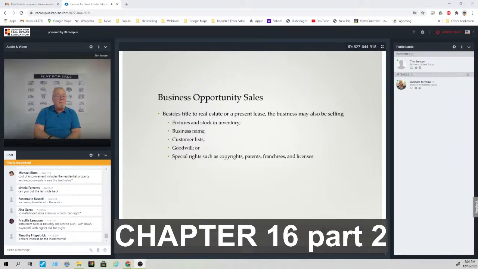Well, so do the fixtures, the stock and inventory, and the business name. Customer lists are valuable. Special rights like copyrights, secret recipes, franchise licenses, and, for a sports bar, liquor licenses add value and could be a lot of value. So we have to discuss all these things with the business owner to try to come up with some sort of value proposition of the business.